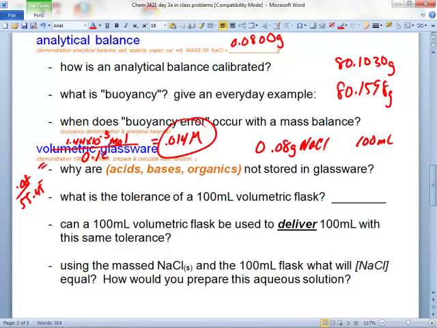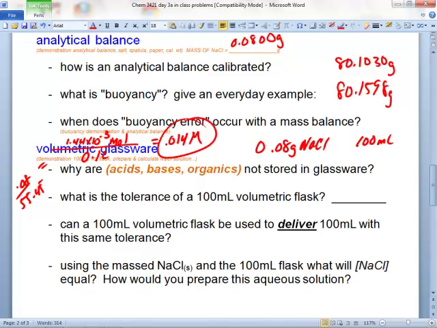It's bases. Why bases? Bases actually start etching away at glass. So that's the problem. You'll kind of destroy your glassware, but more importantly, your base concentration isn't going to be what you thought it was. So that's why you can't put bases in glassware. When you're making your base in lab, make sure you put it in plastic.